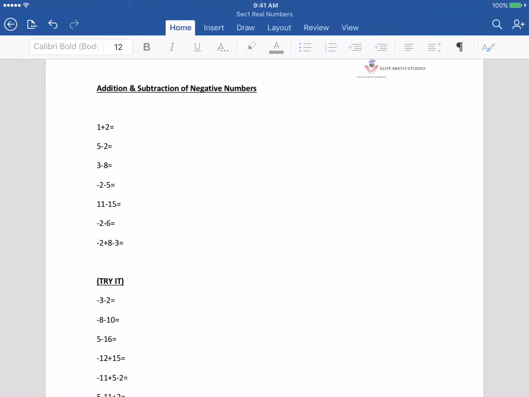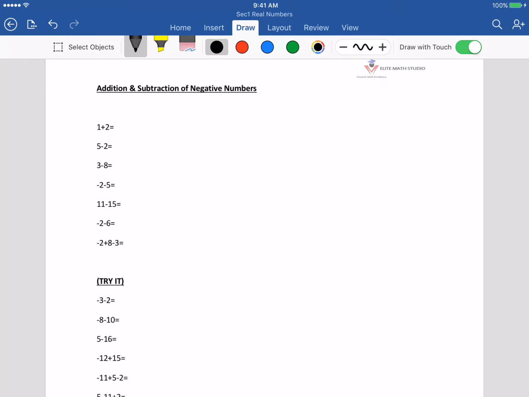Addition and subtraction of negative numbers. This one, I think if your primary school teacher taught you, you should know. But now, maybe you just try a little bit. What's 1 plus 2? I think 1 plus 2 is very simple. But let me explain in terms of a number line, which will be easier later on when we do negative numbers. So just 1, 2, and 3.